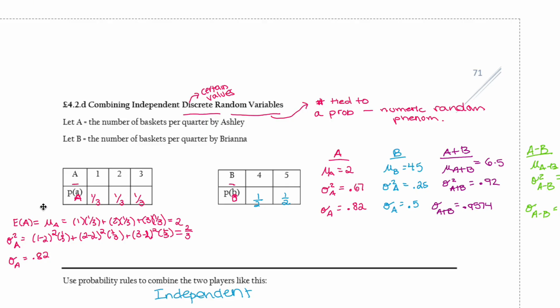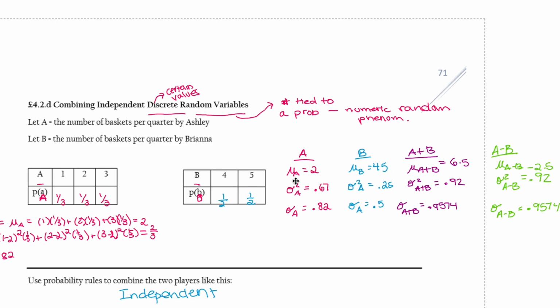So to get the expected value for A, we're just going to use the formula that we learned from the last video and get the number 2. To get the variance, same thing, using the formula, we get 2/3. And to get the standard deviation, we're just going to take the square root of the variance, and we get 0.82. Same thing for Brianna. Since she only has 2 possibilities, each possibility should be 1/2.